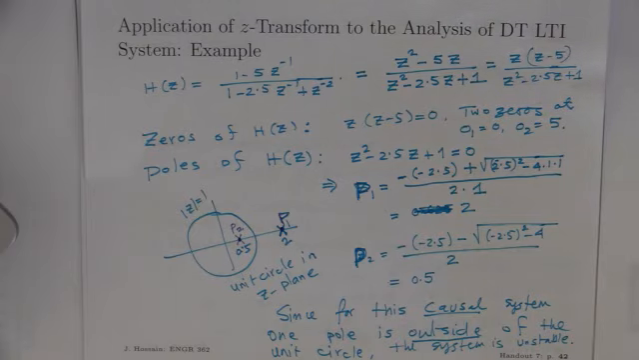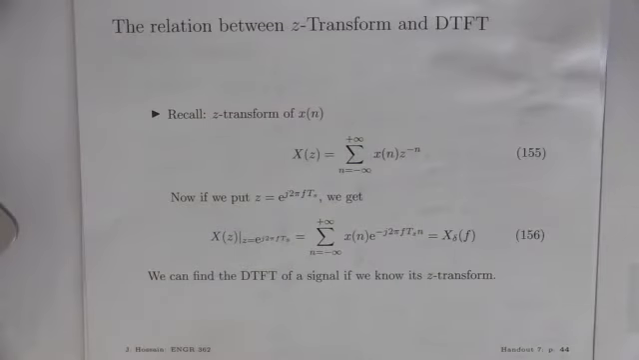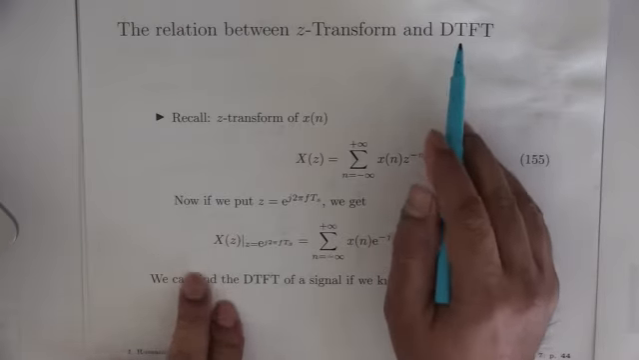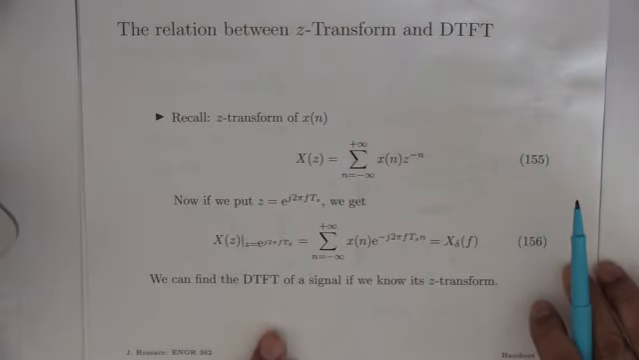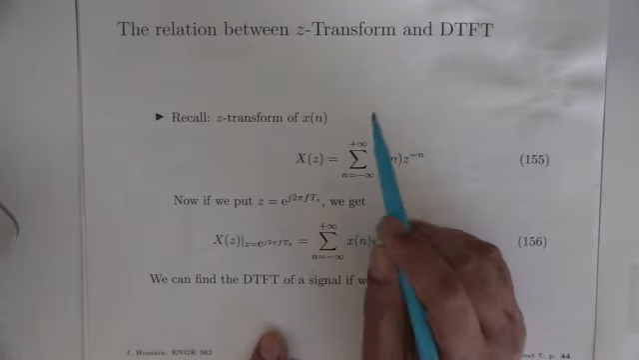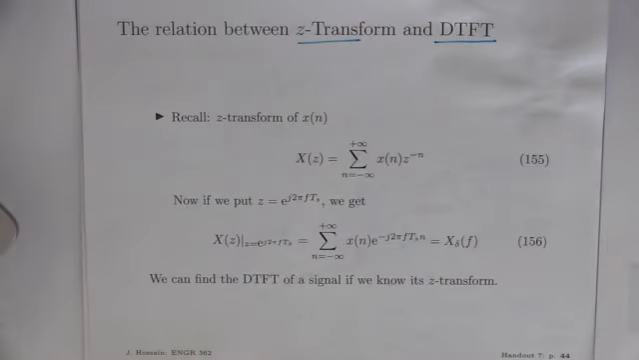Now the last thing we are going to learn is the relation between the Z transform and the discrete time Fourier transform. So this is the slide. We already know how to calculate the discrete time Fourier transform in handout number 3, of a signal or the impulse response of a system. Now we are going to see if there is a relation between the Z transform and the discrete time Fourier transform.